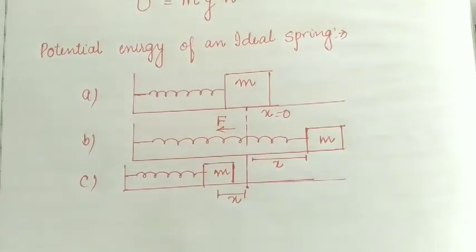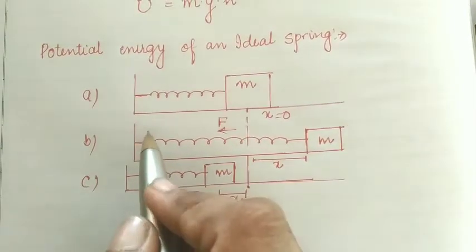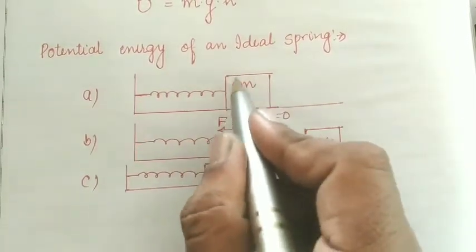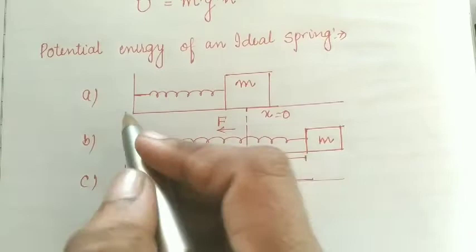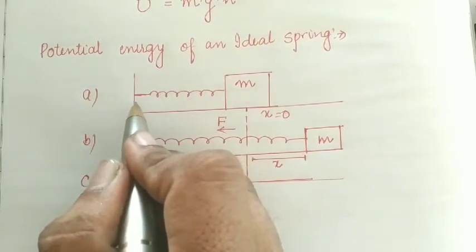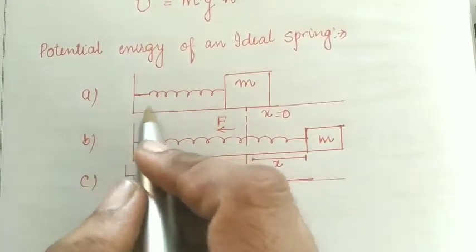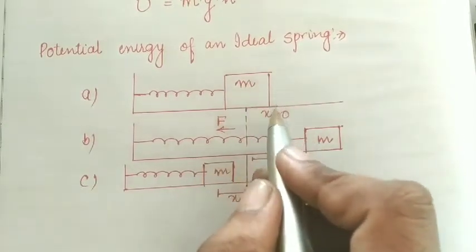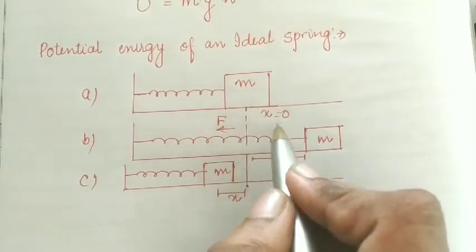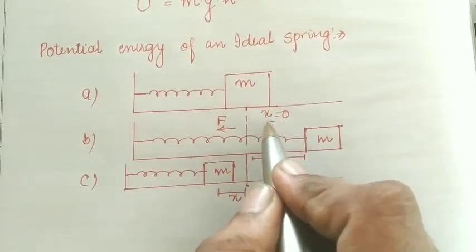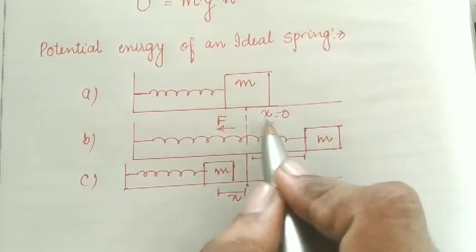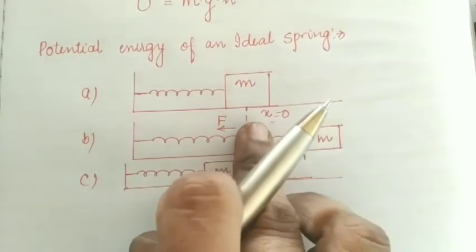a metallic material. Here you can see that we have chosen a block which is tied with the spring whose one end is fixed. Okay, here one end is fixed. You can see that when no force is applied to the block, the displacement is 0. No force is applied to the object and the object is in a state of rest.